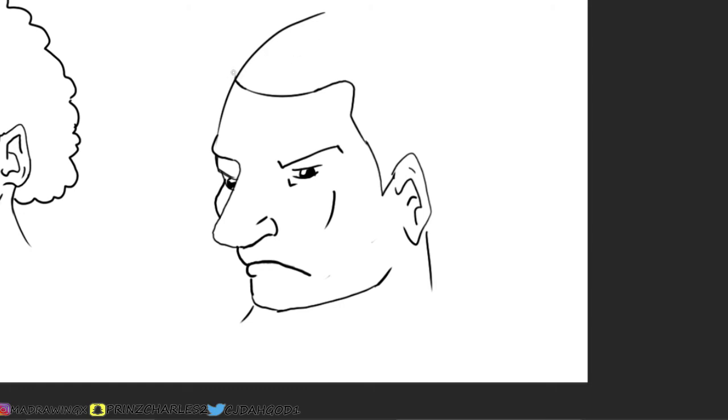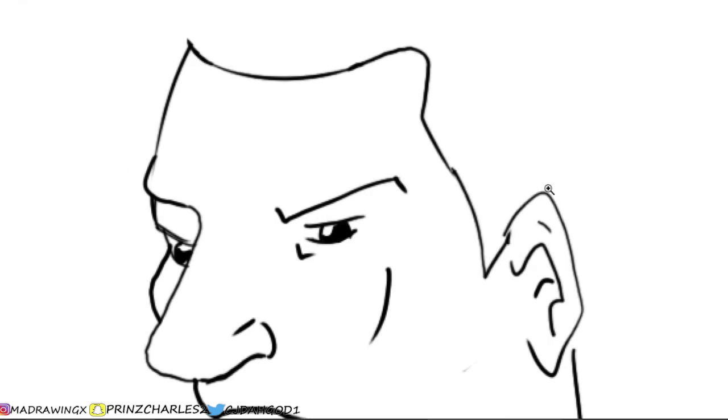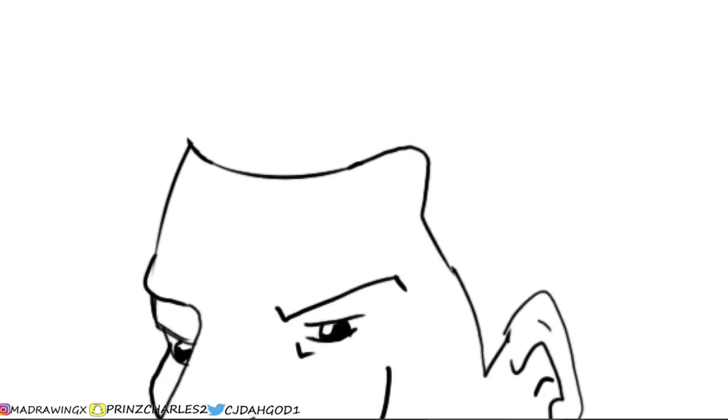All right, so now I'm drawing the ear. I'm about to draw the hair. That's supposed to be his neck. He has a strong neck. All right, that's the crispy lining right there. I had to erase it because I didn't get it right the first time.